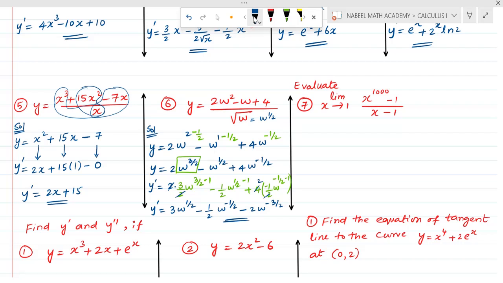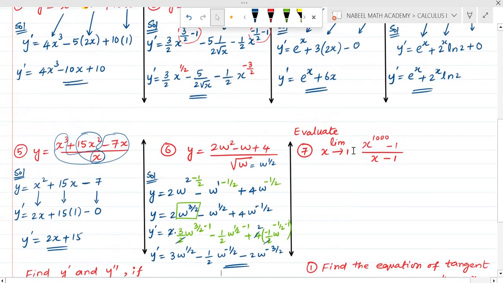Now the next one here is asking to evaluate the limit functions. So limit as x approaches 1 of (x to the power 1000 minus 1) over (x minus 1). By the way, this can be solved. If you apply the limit, it should be 0 over 0. So this can be done by using the L'Hopital rule, or we can use the definition.